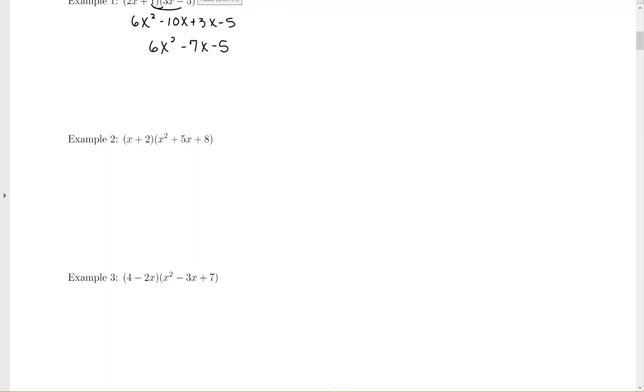For example 2, again, you cover up the plus 2, and distribute the x all the way through. X cubed plus 5x squared plus 8x. And then once you've distributed the x, you're going to distribute the 2 all the way through the parenthesis. Once you've done this, then you go ahead and combine like terms.